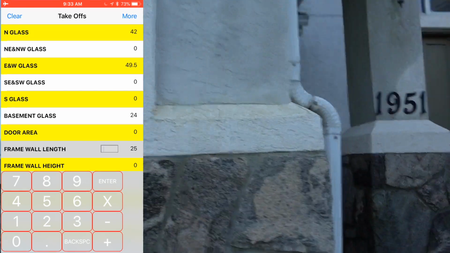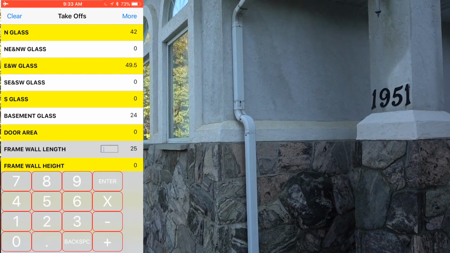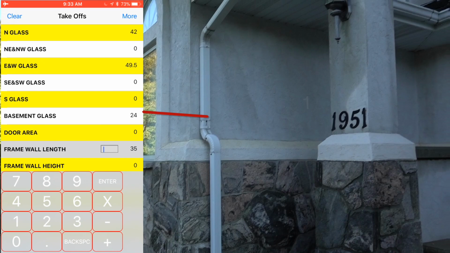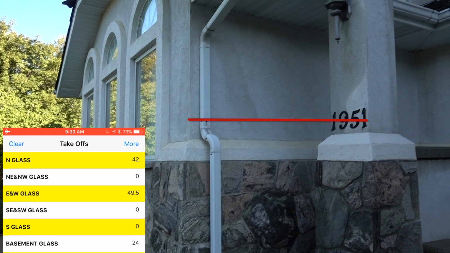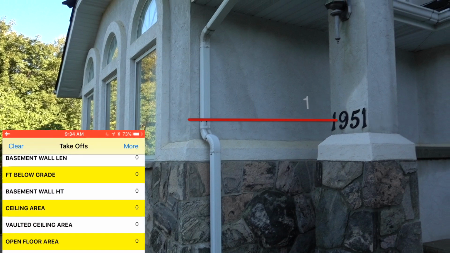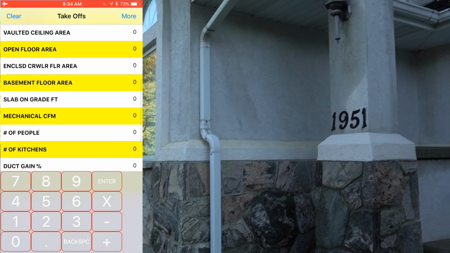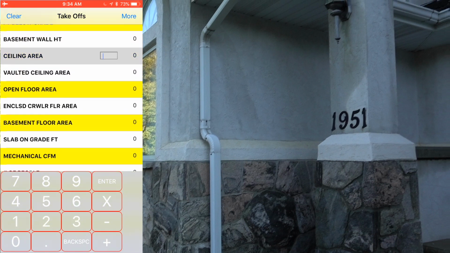And then it jogs back in towards the house another 10 feet. So I'm going to say 10 foot plus. And I've got to get the ceiling above it. There's an exposed roof above it. It's got an attic space. So I'm going to go down here to ceiling area. And I'm going to say 10 by 17 plus.